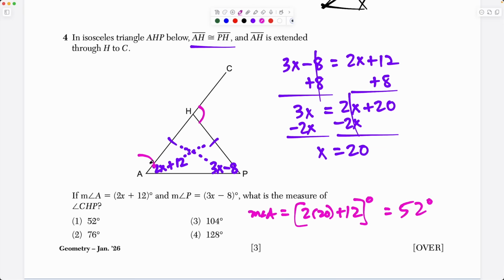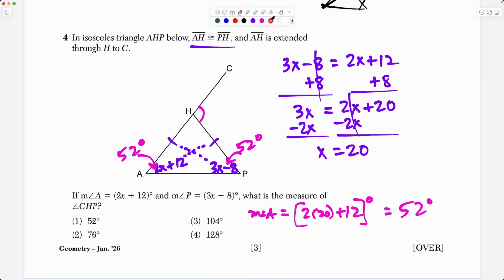So this tells us, once again, this angle here is 52 degrees, but like I said before, these two angles at the bottom are equal. So that means the measure of angle P has to also be 52 degrees. And we could even check. 3 times 20 is 60, and 60 minus 8 is also 52 degrees.